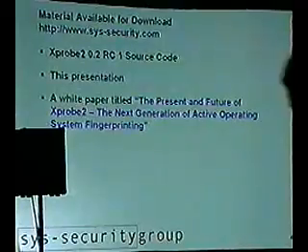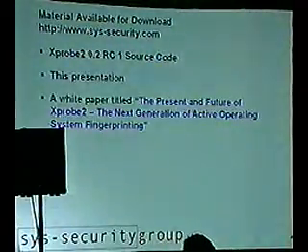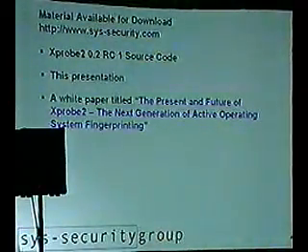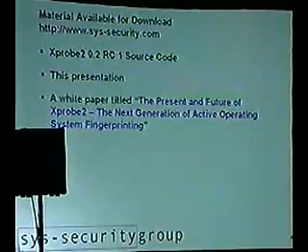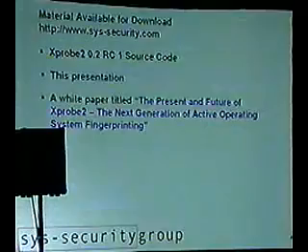The source code for the new version of Xprobe2 is available from the security website. This presentation would also be available early next week. And there is also a white paper that you can download, which basically outlines in great detail the work that we have done and the things that we have implemented for Xprobe2 0.2RC1.